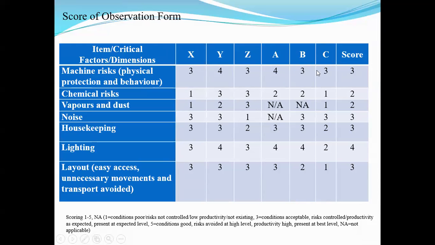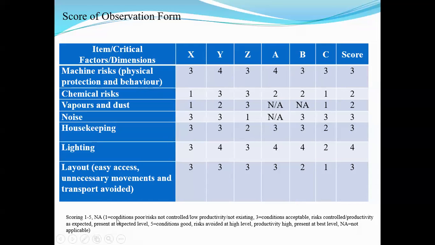Then it is not the average, it is the maximum. The 3 is considered 4, so the score is 4. Chemical is the same. One gives 2, but others give 1 and 3. So we consider 2 because the 1 is the 2. We do not consider 3, we consider 2.